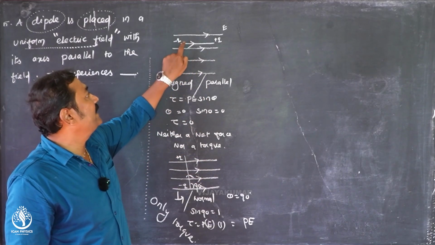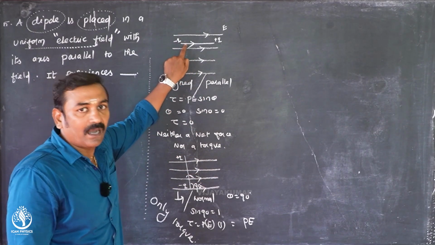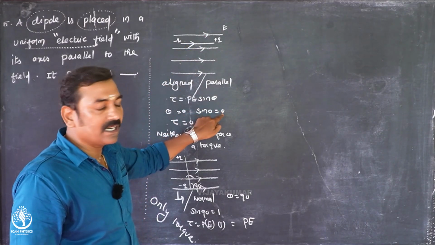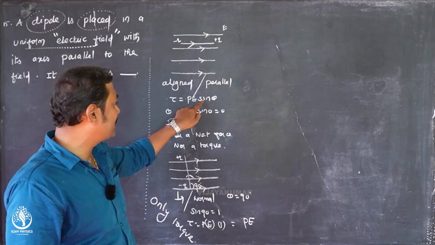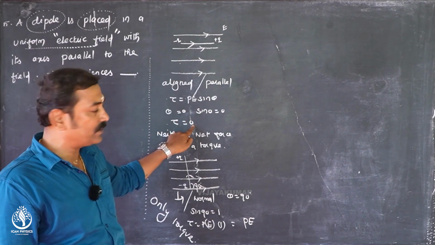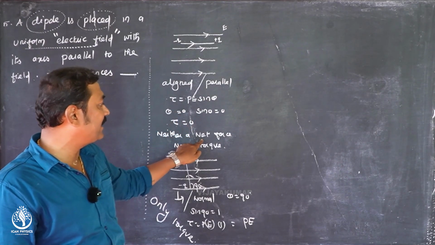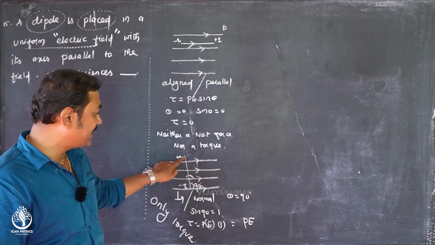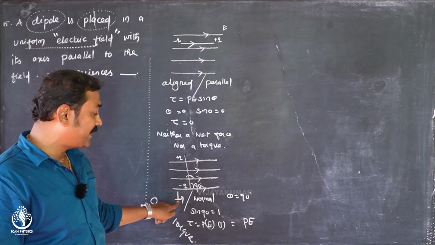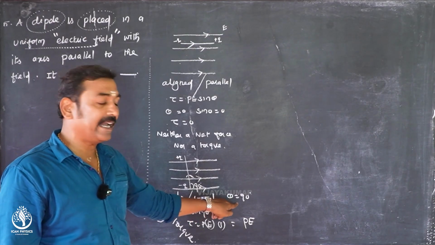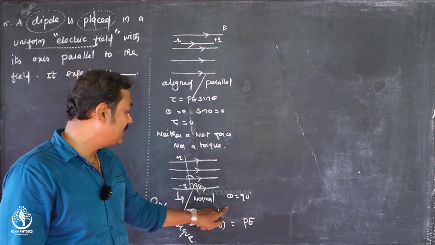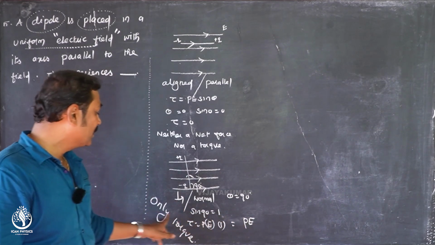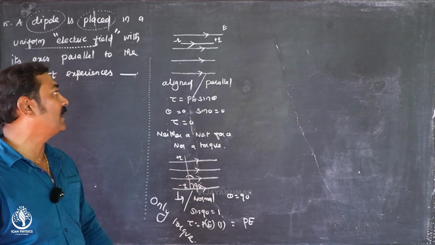When the dipole is aligned or kept parallel in the external electric field, it makes an angle of 0, so 0 into something is 0. The torque is 0, so it experiences neither a net force nor a torque. When the dipole is kept perpendicular or normal, making an angle of 90 degrees, sin 90 equals 1. So 1 into PE, it experiences only torque.